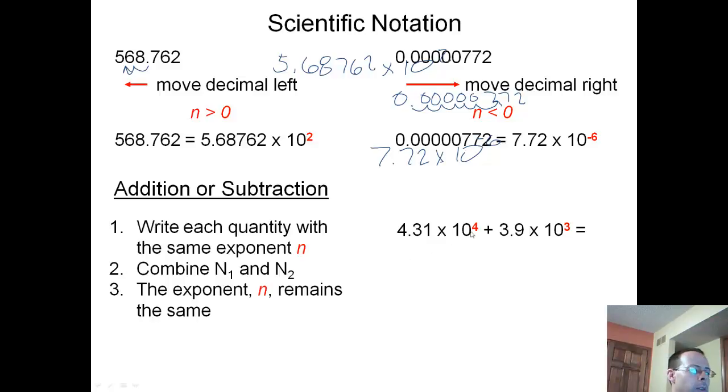Alright? So 4.31 times 10 to the 4th and 3.9 times 10 to the 3rd. So really we're going to change this to 0.39 times 10 to the 4th. And now that I've changed it, we can just add these numbers right up. So 4.31 plus 0.39 equals 4.70. And because we're adding, we're not going to do anything with our exponents. It's just going to stay times 10 to the 4th. And there we have it. New answer.